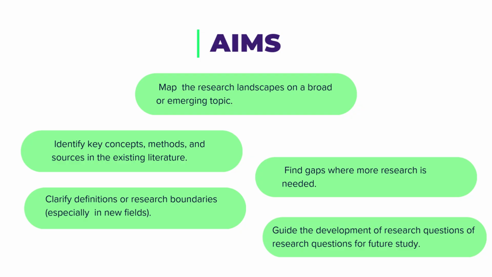Fourth aim is to clarify definitions or boundaries of the field, especially in new or mixed up fields. People use different words to describe the same thing or the same word to mean totally different things. So your job is to clean that up. Do researchers mean the same thing when they say well-being? Is digital learning the same as e-learning or hybrid pedagogy? A scoping review helps bring clarity. So when you write your question, it's grounded, not floating.